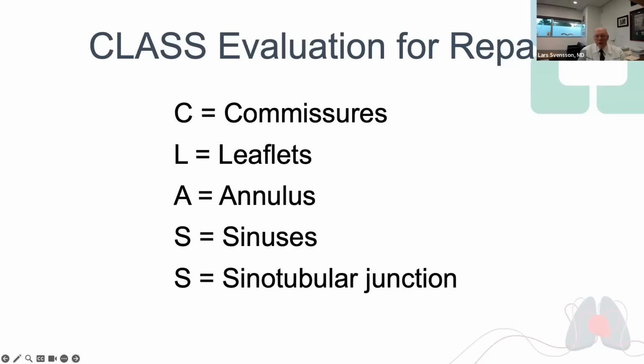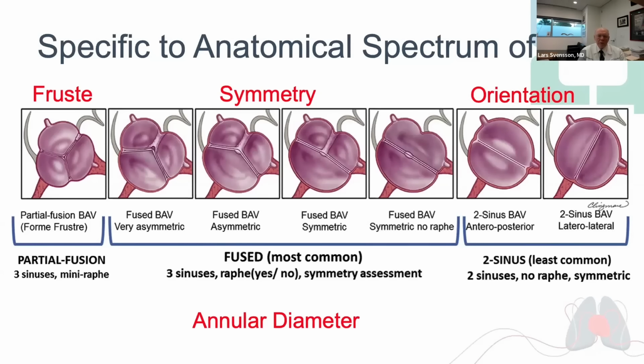These are the things I look at, a schema I use to decide how to repair a valve and what's needed. You look at the commissures, the leaflets, the annulus, the sinuses, and the sinotubular junction, and all of those need to work together for a successful and long-term durable repair.